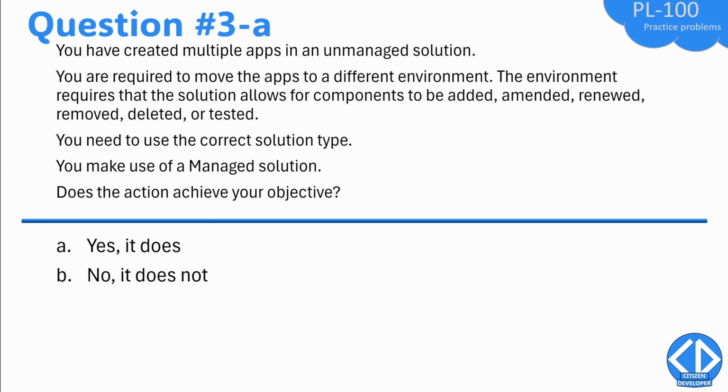So question three here is part of a 2-question series, and this first question is going to say, you've created multiple apps in an unmanaged solution. You are required to move the apps to a different environment, and in that environment, this solution needs to allow for the components to be added, amended, renewed, removed, deleted, etc. You need to use the current solution type, and you make the use of a managed solution. Does this action achieve your objective?